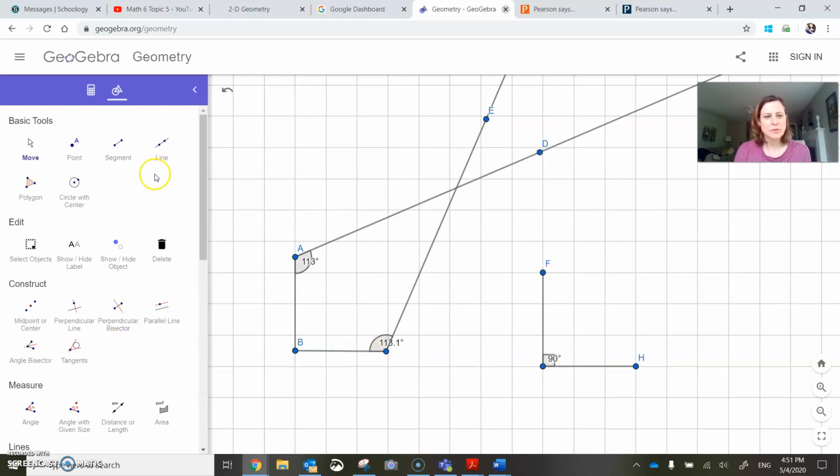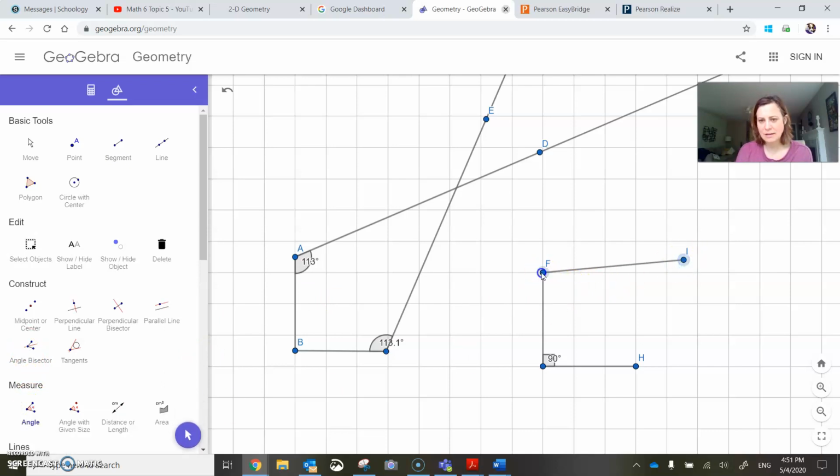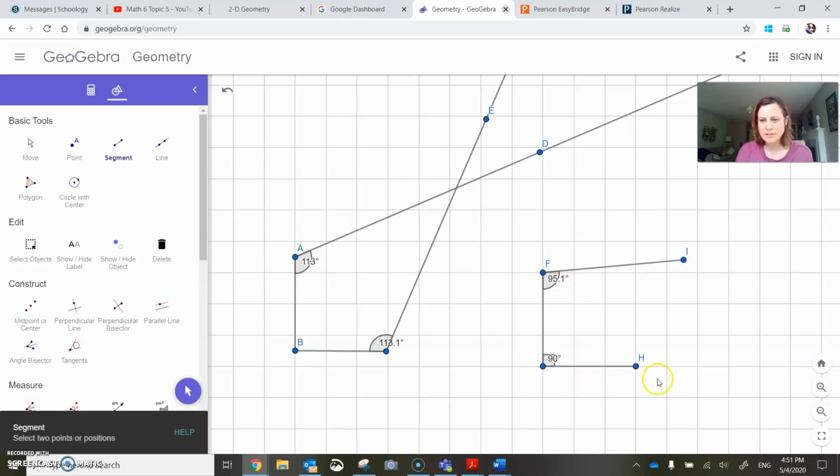Okay, so I'm going to do kind of the same thing I was doing before. And you can keep using segments, or you can use rays, or whatever you want. I'm going to use a segment. I'm going to make my segment go to there. I want to measure this angle. So I choose angle, choose my 3 points, I, F, and then that point. That's 95.1 degrees.